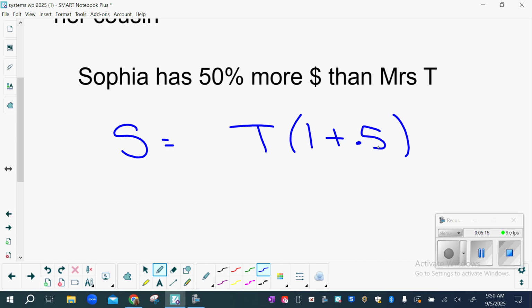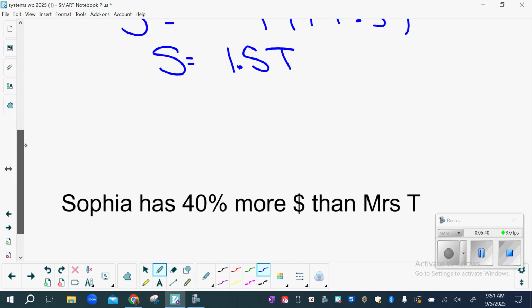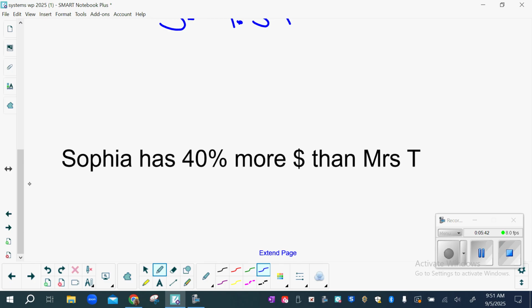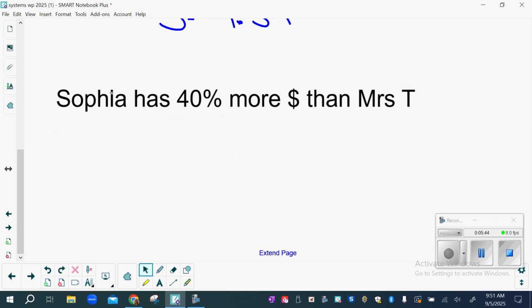50% more. So when I have to increase, when I have to balance it out, the way I'm going to do it is I'm going to say Sophia is equal to me plus 50%, right? 1.5. Percents are weird. So I'd like you to try one last one of these before we start some real word problems. Here you go. On your desk while I give out the notes.